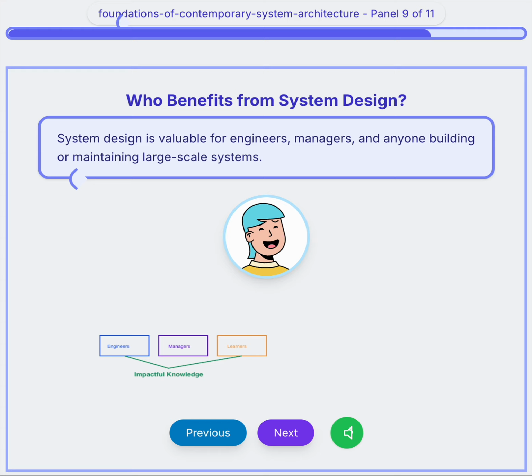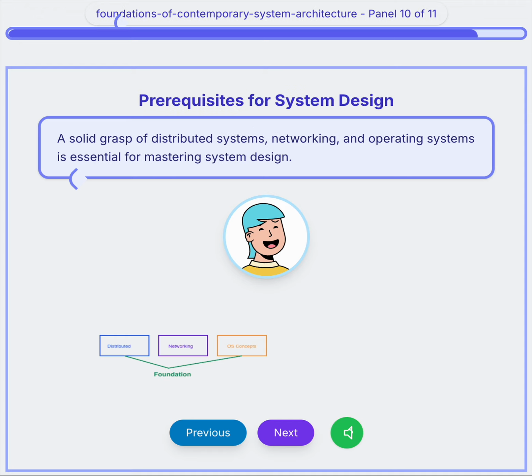System design is valuable for engineers, managers, and anyone building or maintaining large-scale systems. A solid grasp of distributed systems, networking, and operating systems is essential for mastering system design.